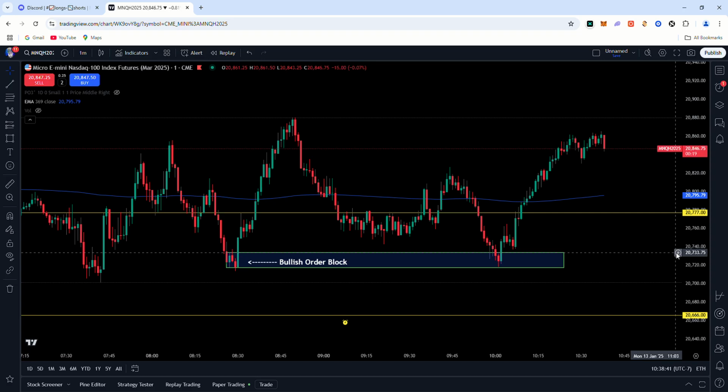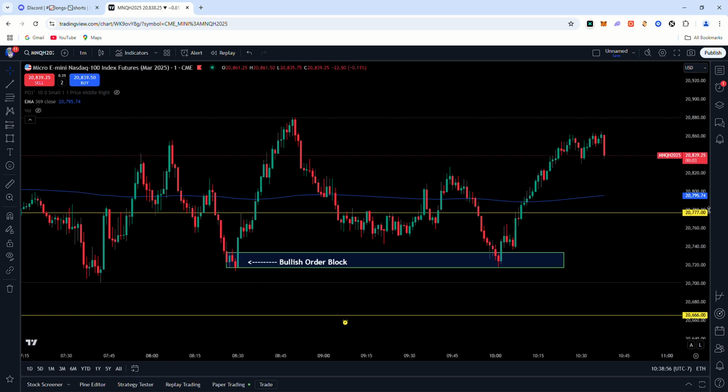That way we're not against the grain, because you don't want to be against someone who's pushing contracts up, pushing the price of contracts up. We want to be going with that flow. So we look for bullish order blocks.